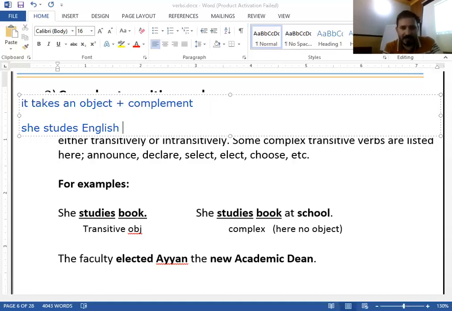For example, if I say at Excel, at Excel Learners Academy. This is the object, and this is called the complement. The verb took an object and it also took a complement.